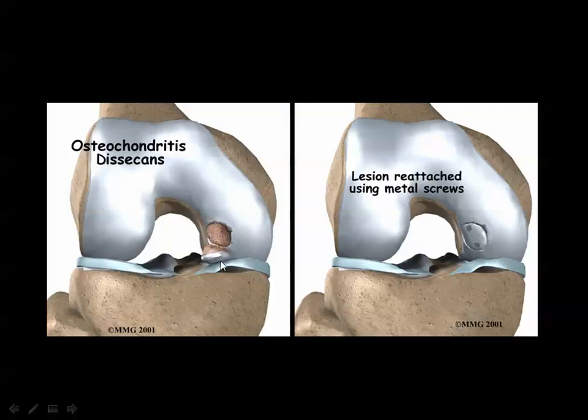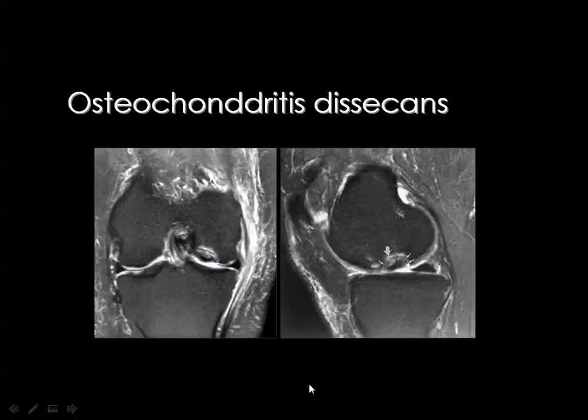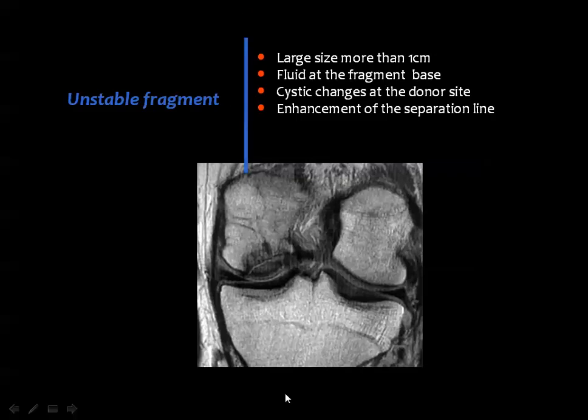There is separation of the articular cartilage as well as the underlying bone. This is an example by MRI. You get a separation of the ischemic bone, and there is some fluid between the bone and the mother bone, which is one of the criteria of unstable fragment, as I have mentioned before.